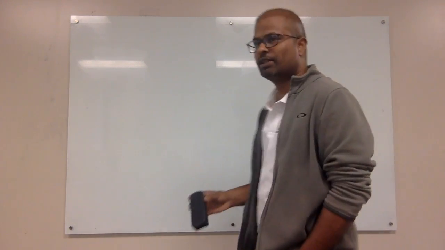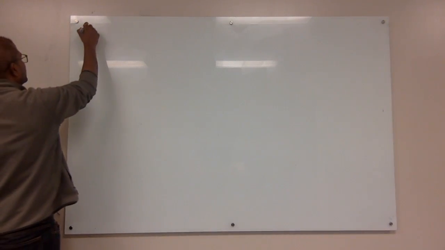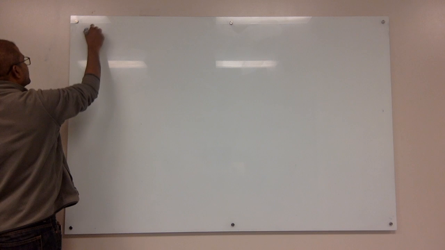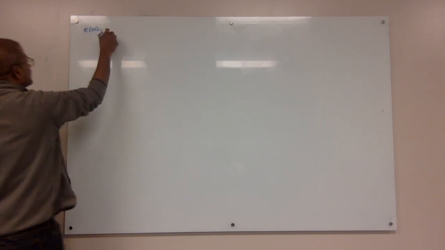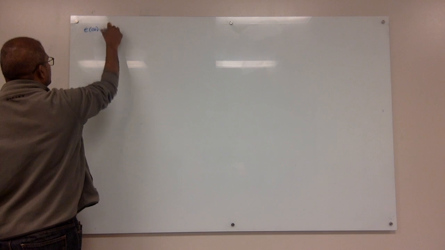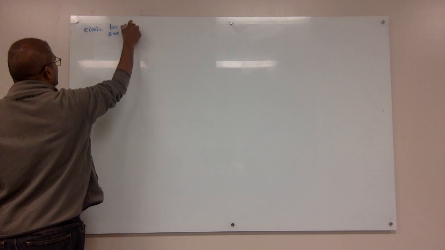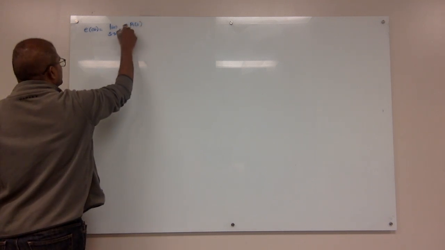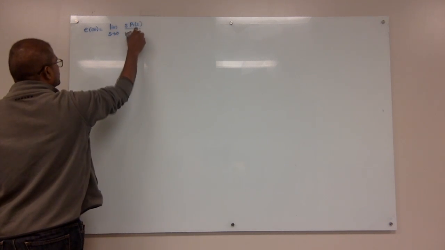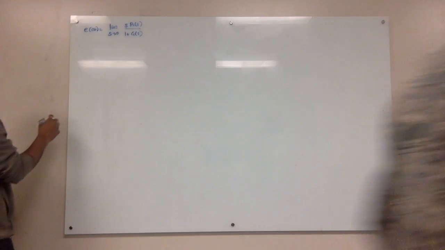So let's go by the basic definition, or a slightly more convenient definition, which is E infinity in terms of R of s and G of s. It is the limit as s tends to 0 of s R of s over 1 plus G of s. Okay, this is the very basic definition, or a slightly more convenient definition.